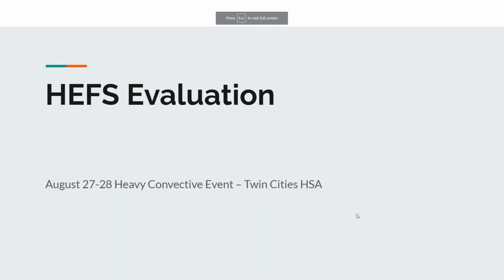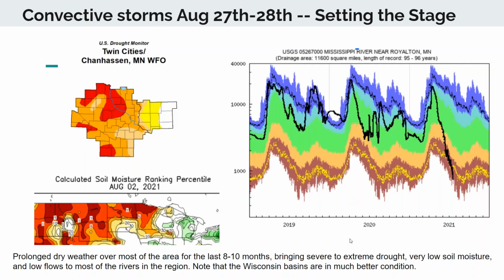So I just wanted to do a quick evaluation of an event. We had a pretty good convective event in late August, and I just originally put this together as something for our staff to start taking a look at HEFS output and see what type of things it might do for us. But after sharing it with the RFC, decided to share it to a larger audience. So here we are.